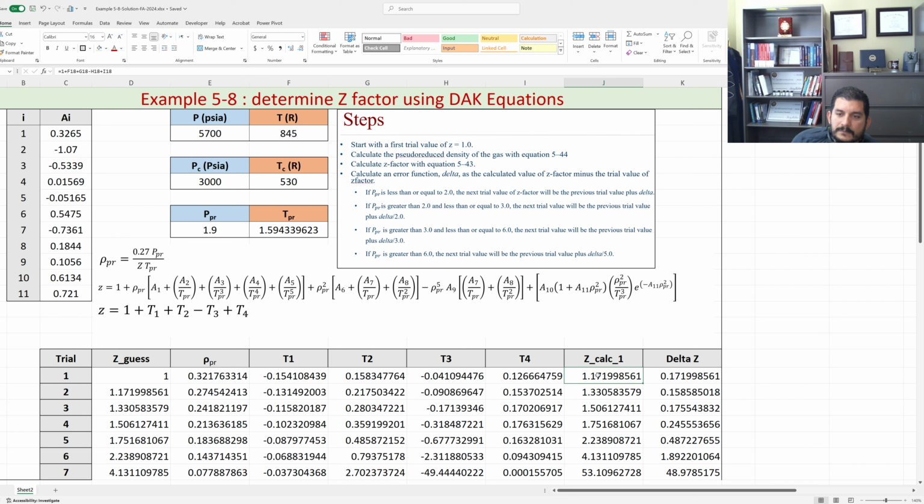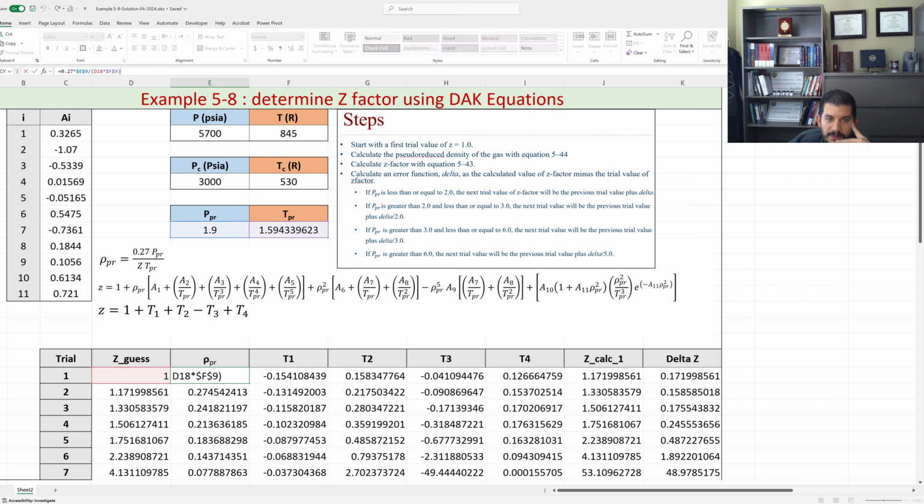So say if PPR is less than or equal to, next trial of Z factor will be the previous trial value plus the delta. And delta is the difference between this one and our value, right? So it's 1.33 minus this. Okay, so we're still looking for the mistake. All right, so when we look at that, so let's review it again. This one looks good.